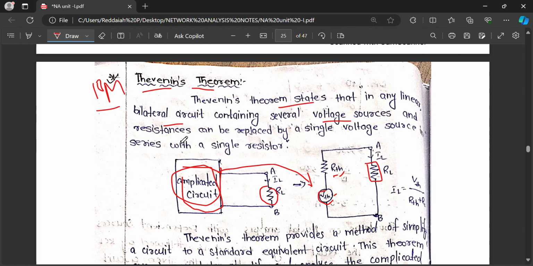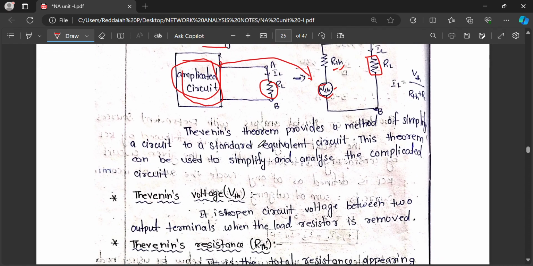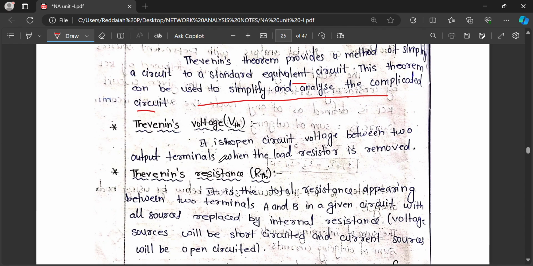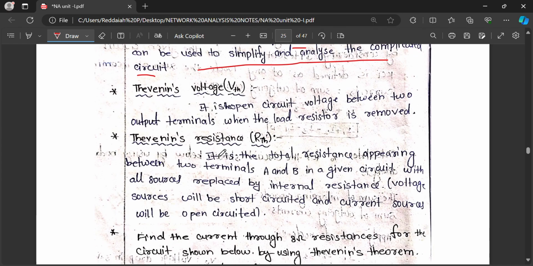That is the theorem. Thevenin's theorem states that in any linear bilateral circuit containing several voltage sources and resistances, the entire circuit can be replaced by a single voltage source, that is the Thevenin voltage source, in series with a single resistor. Thevenin's theorem provides a method of simplifying the circuit into a standard equivalent circuit. This theorem can be used to simplify and analyze complicated circuits. What is the use of Thevenin's theorem? To analyze any complicated circuit, we use Thevenin's. How to find Thevenin voltage and Thevenin resistance?